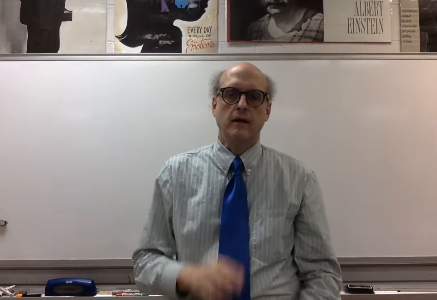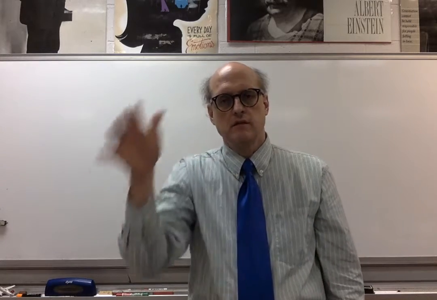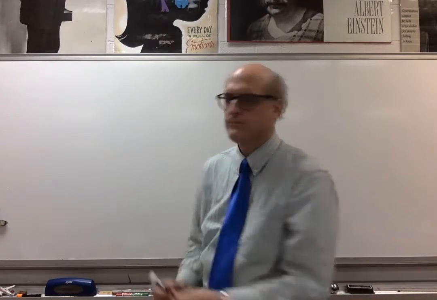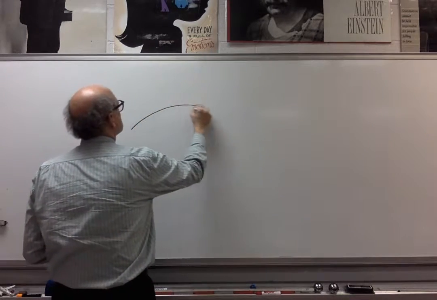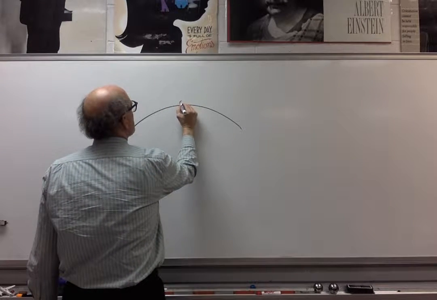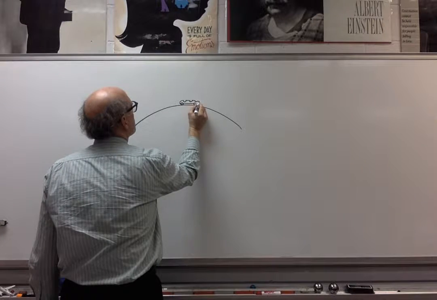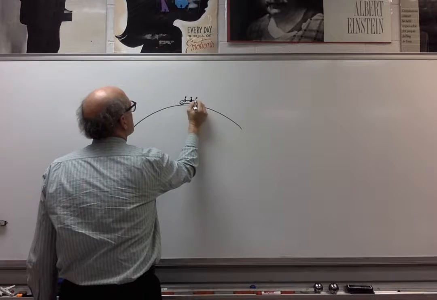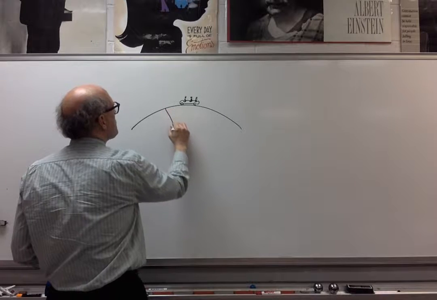Let's take a look at a coaster. First, let's take a look at the crest of a coaster hill, and then we're going to take a look at the dip of a coaster hill. Okay, so here's the crest of a coaster hill, and here's a coaster car at the top of the hill. And let's say that this coaster hill has a radius r.